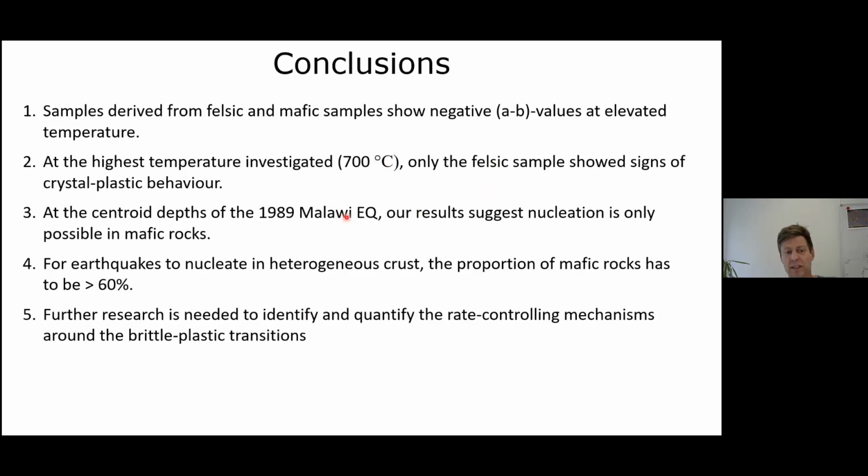So when we consider the centroid depth of the 1989 Malawi earthquake, our results suggest that the nucleation can only occur within the mafic rocks, and they might propagate through the felsic rocks, but only when we have a large enough proportion of mafic rocks. So if you really want to push this further, we need to identify and quantify the rate controlling mechanisms around the brittle plastic transition. And for that, we also would need microstructures, which I haven't shown you any of today, mainly because I was worried I would run out of time.